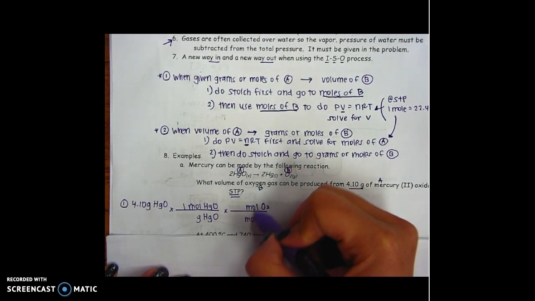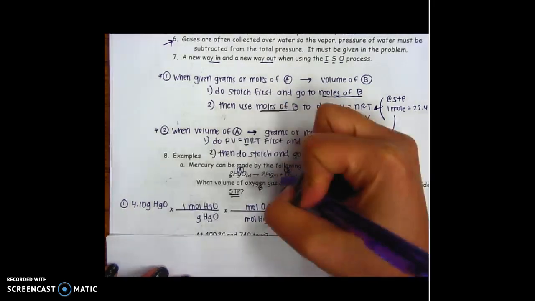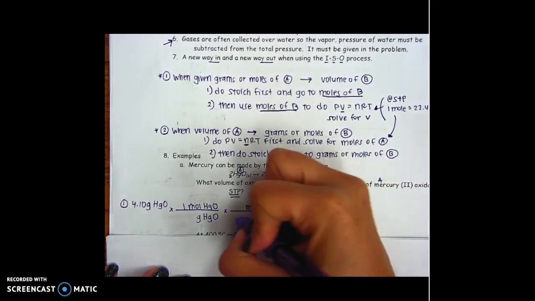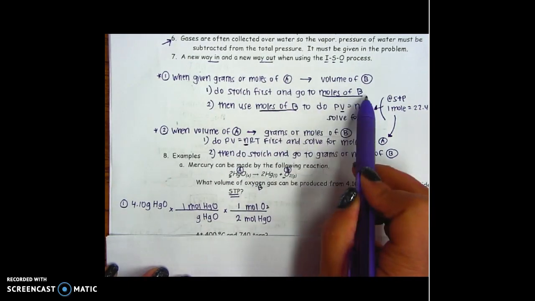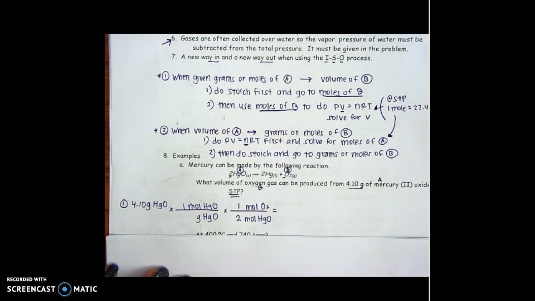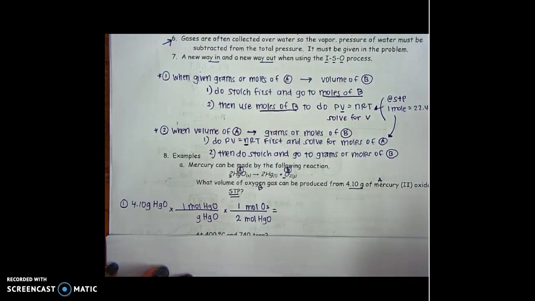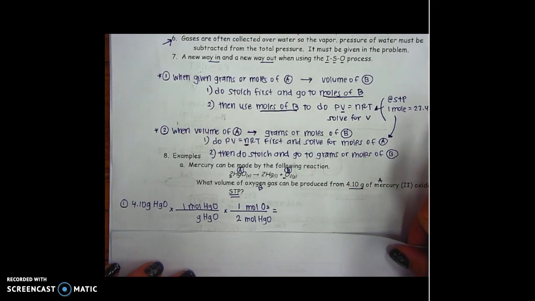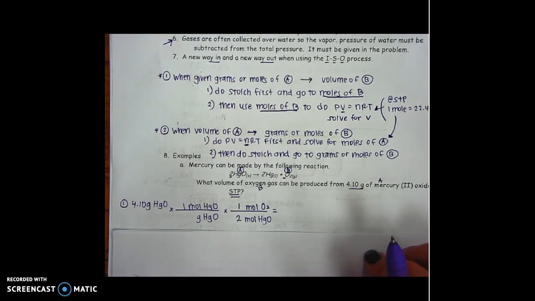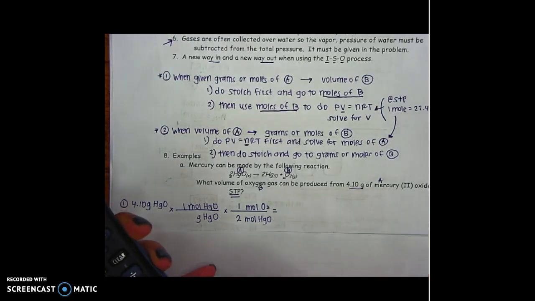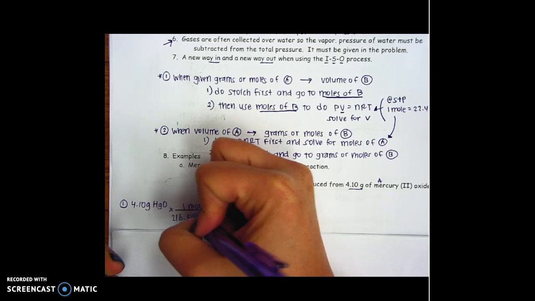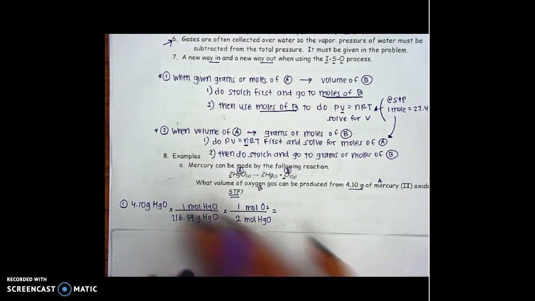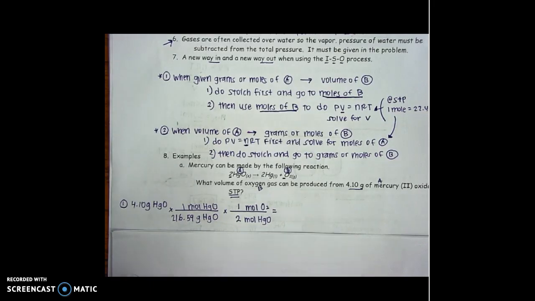And from here, whenever you do the mole-to-mole switch, we're going to be making use of the coefficients we have right here. So I have 2 moles of the HgO, and I have 1 mole of O2 in my equation. And because I'm stopping at moles of B, I'm going to stop right here, and I'm going to figure out how many moles of O2 I have. But let's go ahead and calculate our molar mass for the mercury oxide. So I have 200.59 plus an oxygen, so I'm going to add on a 16. So I have 216.59 down here.